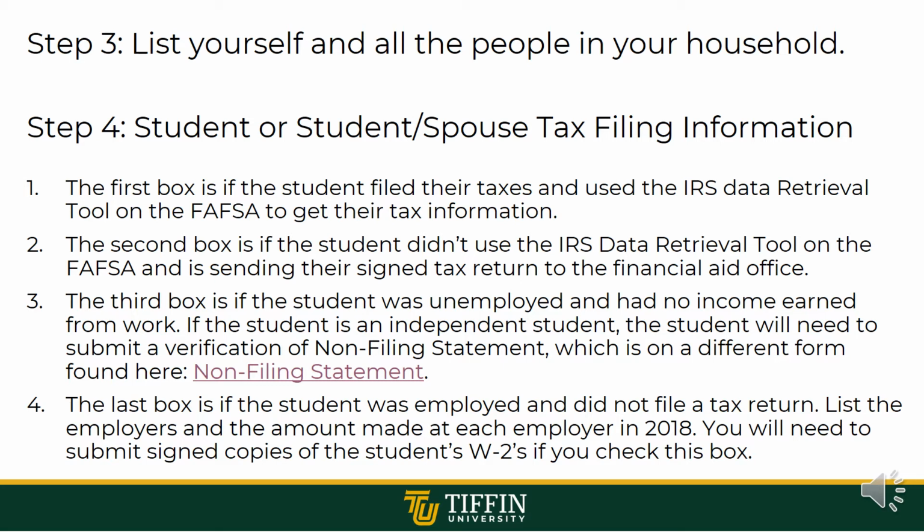Check box 3 if the student was unemployed and had no income earned from work. If the student is an independent student, the student will need to submit a verification of non-filing statement, which is on a different form found here. Check box 4 if the student was employed and did not file a tax return. List the employers and the amount made at each employer. You will need to submit signed copies of the student's W-2s if you check this box.